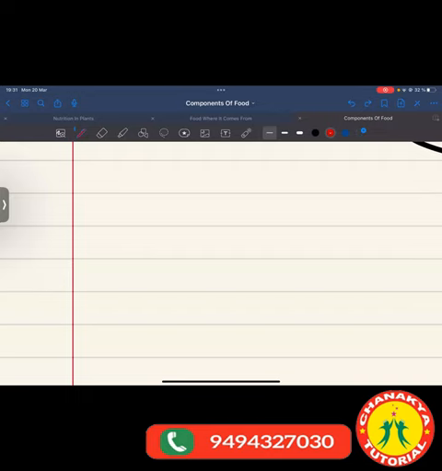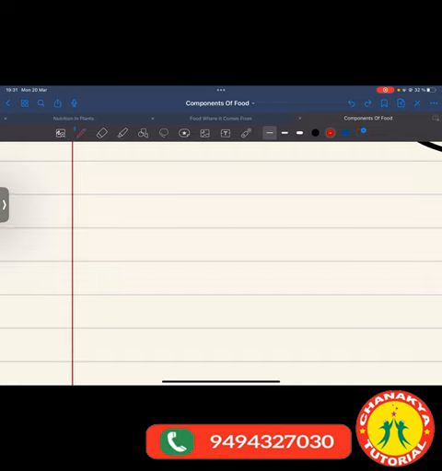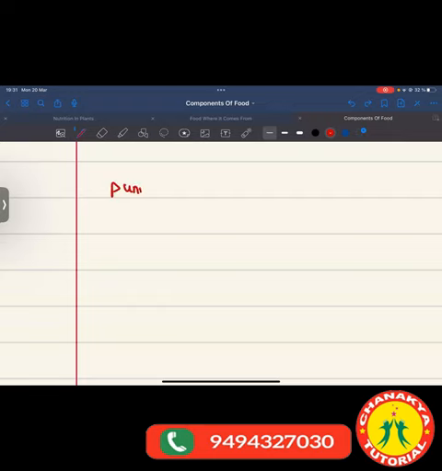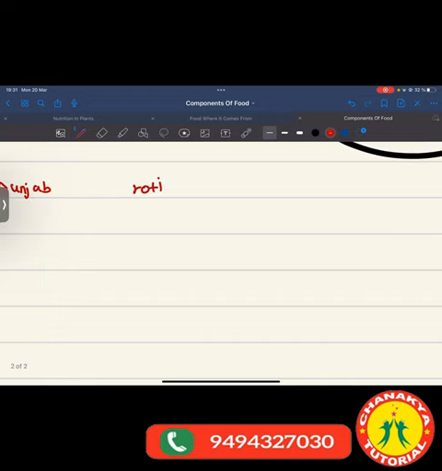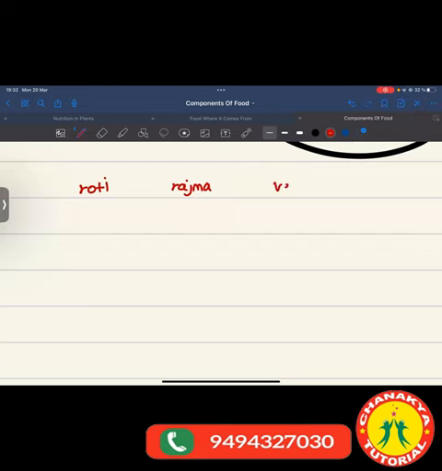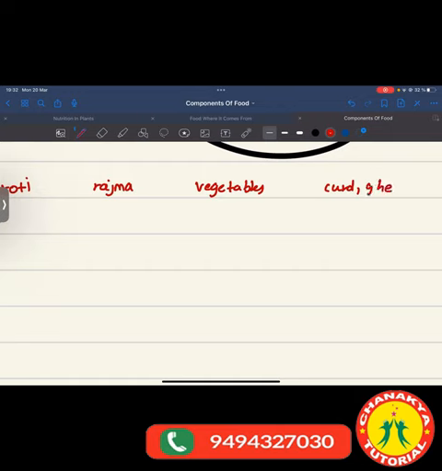So what do different food items contain? We are going to see. Now, a small example. In Punjab, they normally eat roti. They are famous for roti only. That is the dish that they're eating. What dal will they have? They have rajma. You know what is rajma dal? Yes, kidney beans. And side by side, they have vegetables. Other side dishes, they have curd, they have ghee, all this.